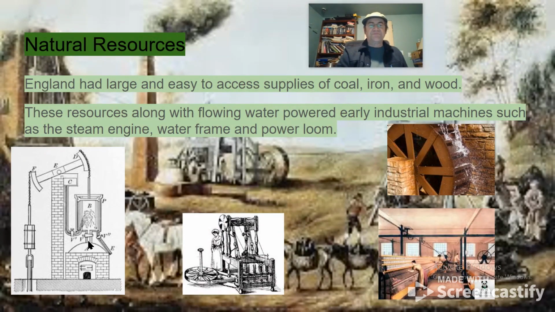Natural resources. England had a large and easy to access supply of coal, iron, and wood. So coal could be fairly easily mined, same with iron, and there were lots of forests in England to harvest wood, and these materials were the fuel for early industrial machines, along with flowing water. So England had mills prior to the industrial era, but they had to be situated on rivers, and they would use the water power to power the mill.